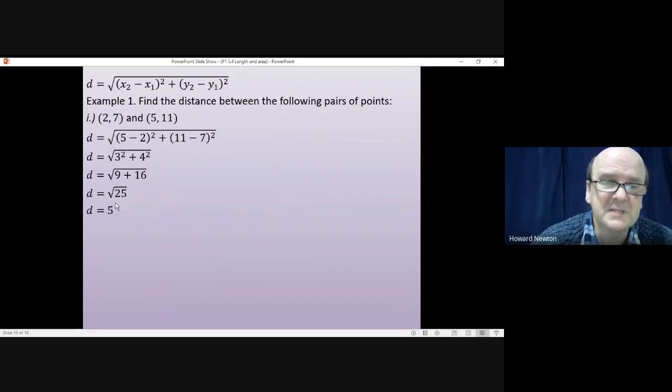Normally when you take a square root, it could be plus or minus, but distance is a scalar quantity, and it has to be positive. So d does equal plus 5.